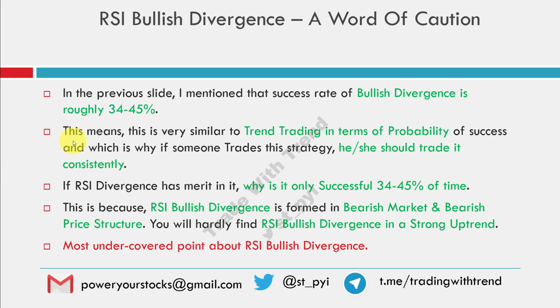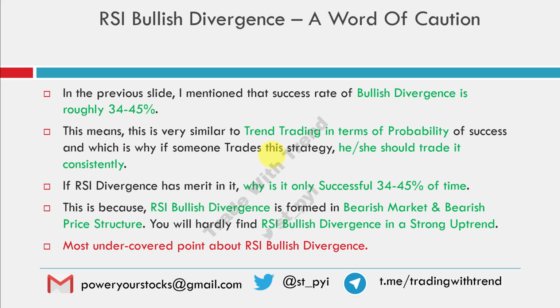So in the previous slide, I mentioned that the success rate of RSI indicator bullish divergence is roughly between 35 to 45%. This means that this is very similar to trend trading in terms of probability of success, and which is why if someone trades this particular strategy, he or she should trade it consistently for the long term so that law of averages work in your favor. If RSI divergence has merit in it, the question that a lot of traders ask is that why is it that it is successful only 35 to 45% of the time?